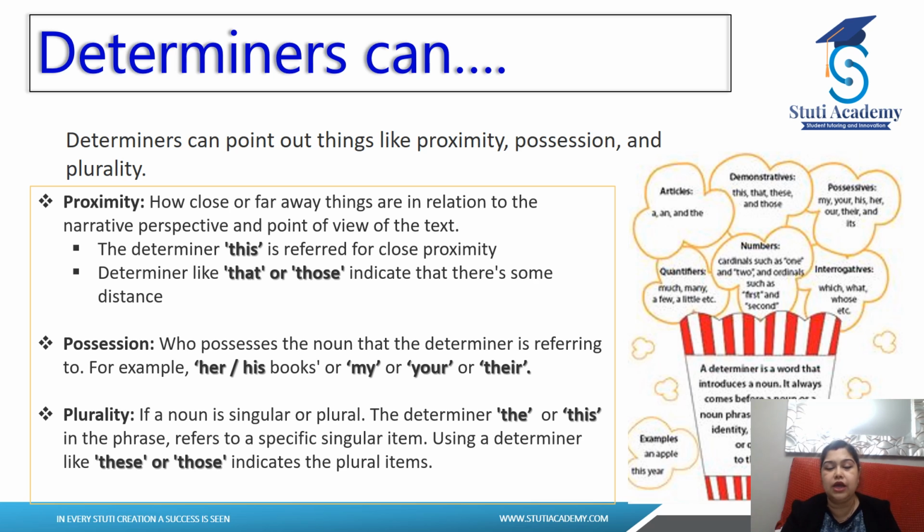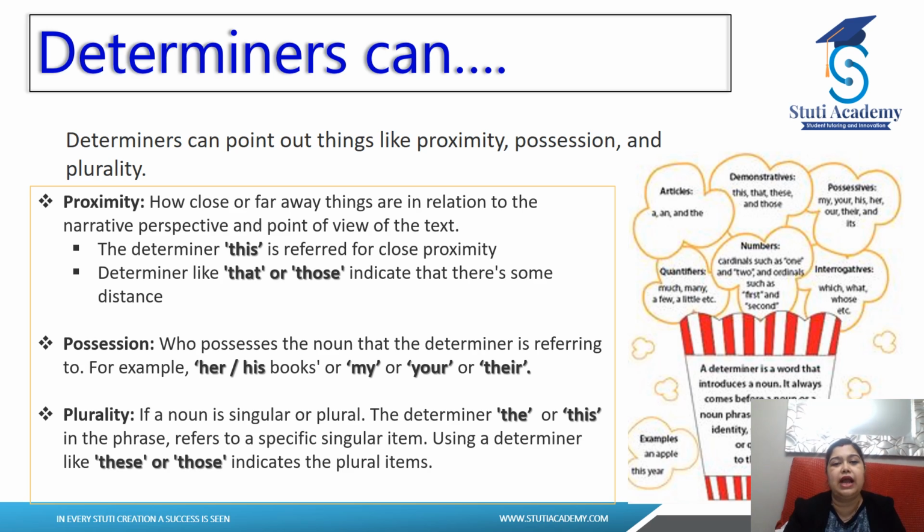As I said before, determiners can point out things like proximity, possession, and the third one is plurality. So proximity means close to you or further away. Possession means whether it's yours, mine, or somebody else's. And plurality means whether you're talking about one particular thing or many. Which is like this or these or those. Okay, so that is plurality.